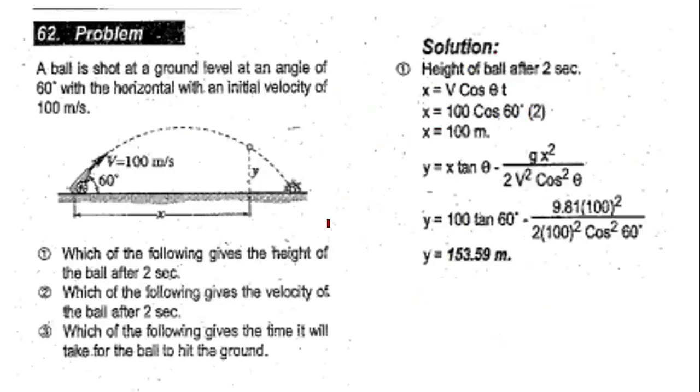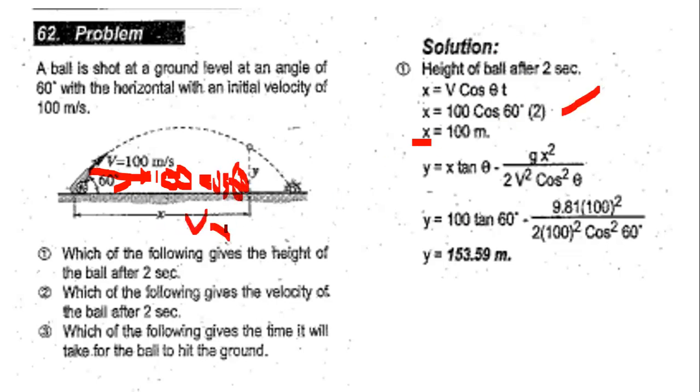Okay, how about this one? The ball is shot at ground level at an angle of 60 degrees with the horizontal, with an initial velocity of 100 meters per second. The question is, which of the following gives the height of the ball after 2 seconds? After 2 seconds, you can compute x, the horizontal distance. If we have this horizontal component, which is just 100, since this one is adjacent to 60, cosine 60, which is already here.